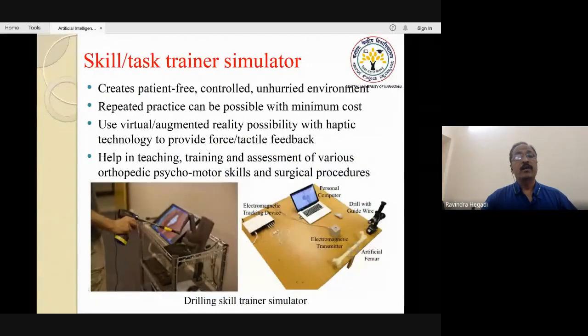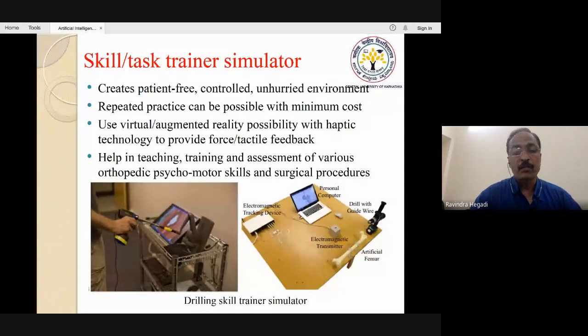What are the skill or task simulators? What basically will the simulators do in this? So a simulator is basically software. You can see in this second figure. In the first figure, the simulator picture, somebody is performing a simulation operation. In the second figure, you see the devices involved in the entire simulation operation.